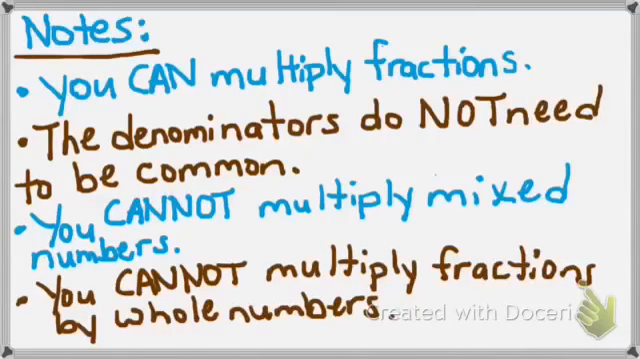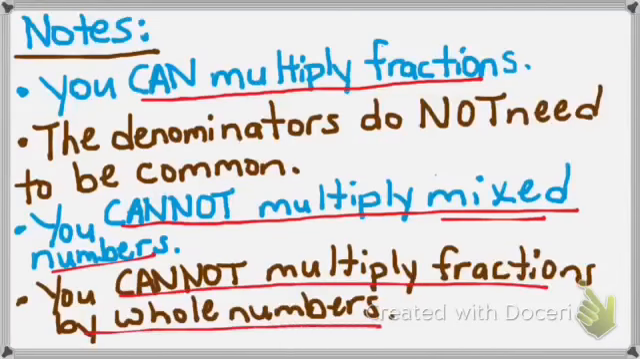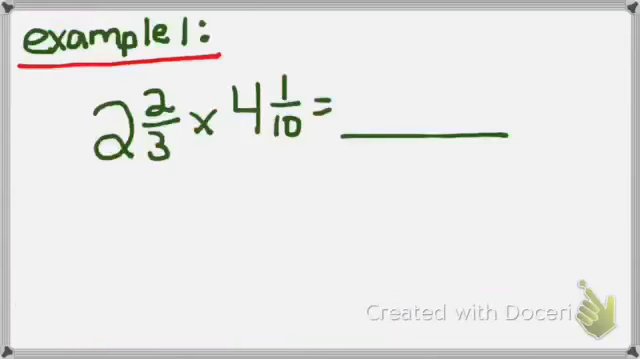Here are some notes to remember for today's lesson. I can multiply fractions. The denominators do not need to be common. But you cannot multiply mixed numbers, and you cannot multiply fractions by whole numbers. I wonder if we have that note. Well, let's see in example 1. Example number 1 says 2 2/3 times 4 1/10 equals blank.